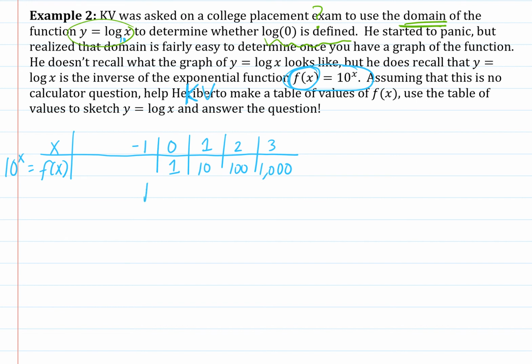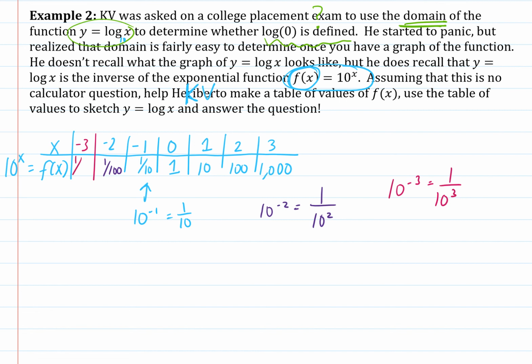What about negative 1? Well, 10 to the negative 1 is the same thing as 1/10. And 10 to the negative 2, we can make that exponent positive by putting it in the denominator. So this is 1/100th. And 10 to the negative 3 is 1 over 10 cubed. That's 1/1000th, and so on.